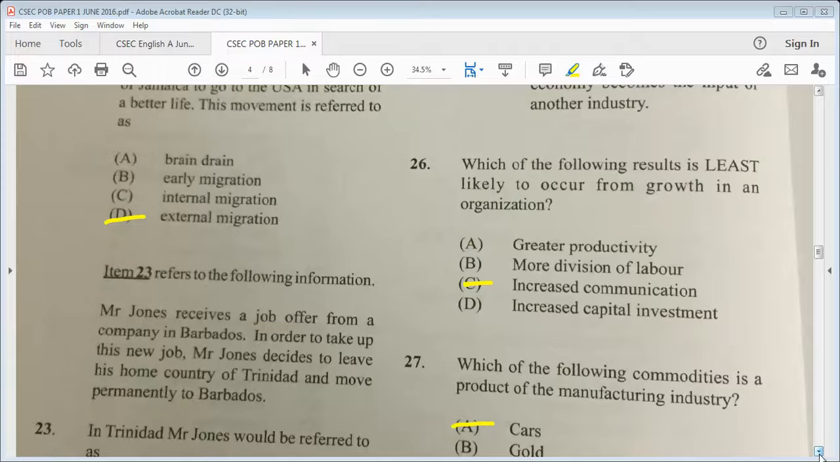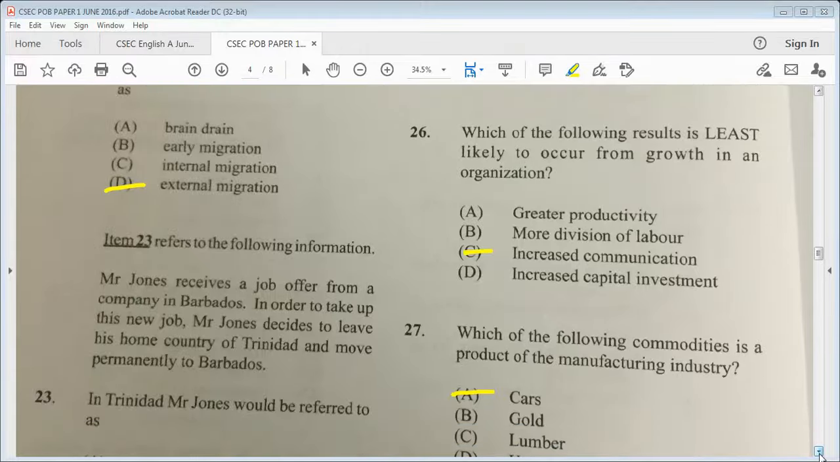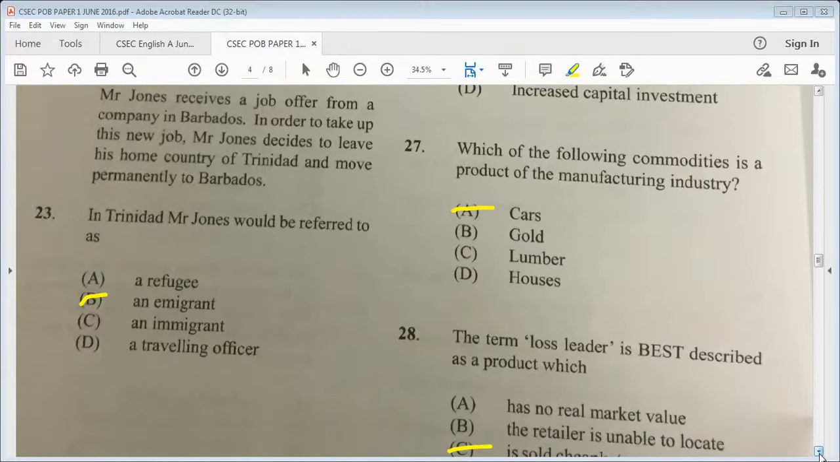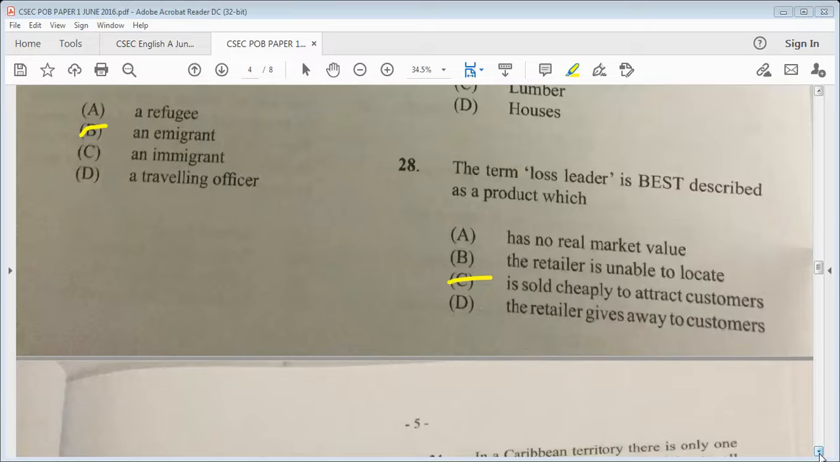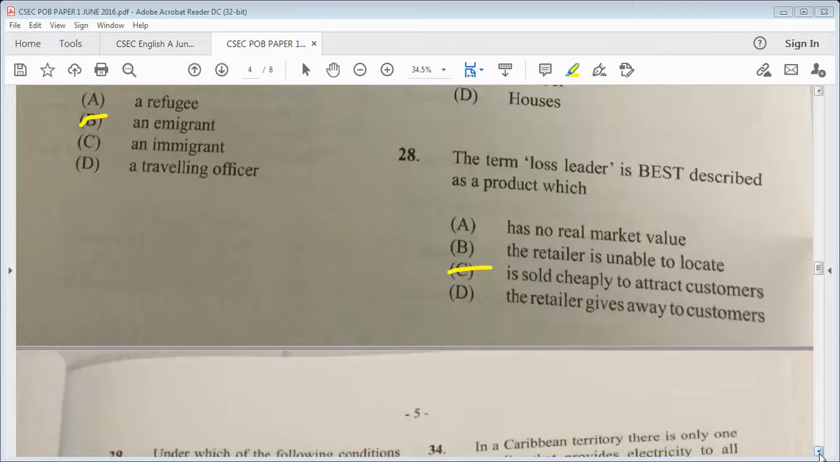26. Which of the following results is least likely to occur from growth in an organization? Answer C. Increased communication. 27 says, which of the following commodities is a product of the manufacturing industry? A. Cars. 28. The term loss leader is best described as a product which C. is sold cheaply to attract customers.